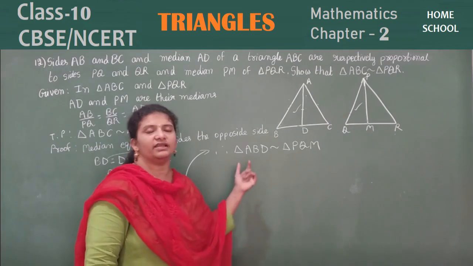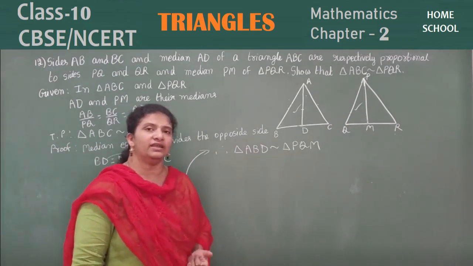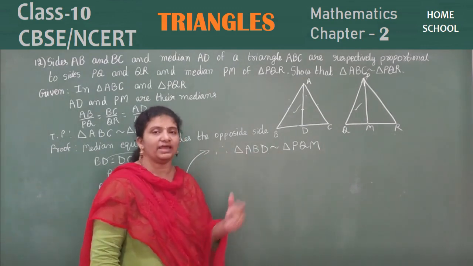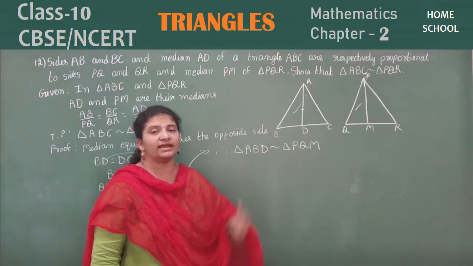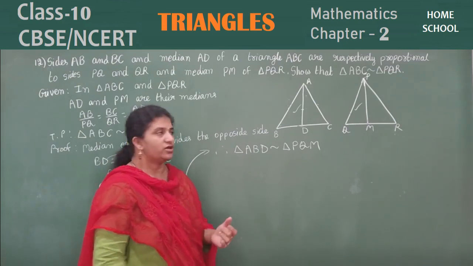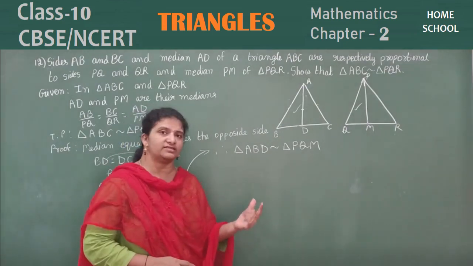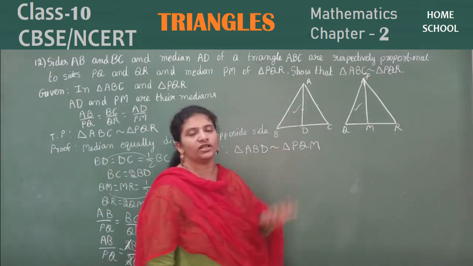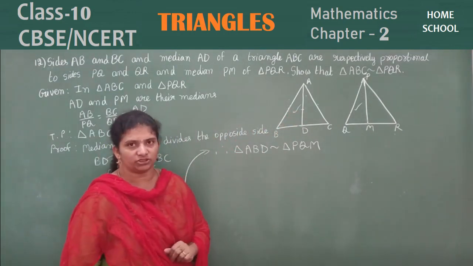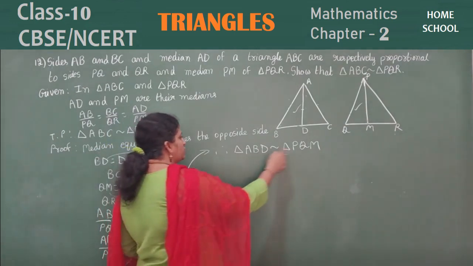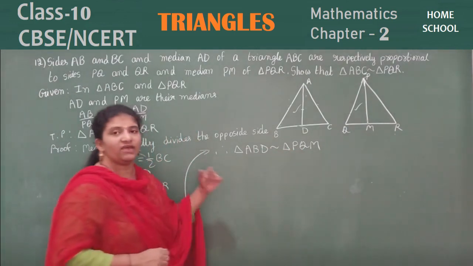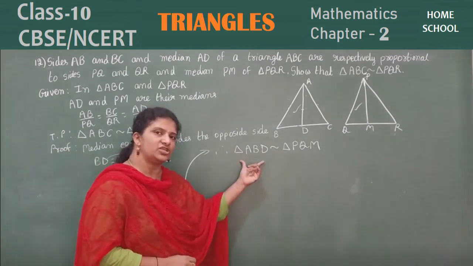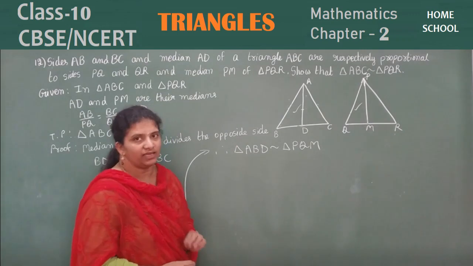I can say that the two triangles are similar. If these two triangles are similar, I can say that the corresponding angles are also equal. So if all the corresponding sides of a triangle are in proportion to another, by which we are proving now, then I can say that these two triangles are similar. If they are similar, what I can say, children, the corresponding angles are equal.